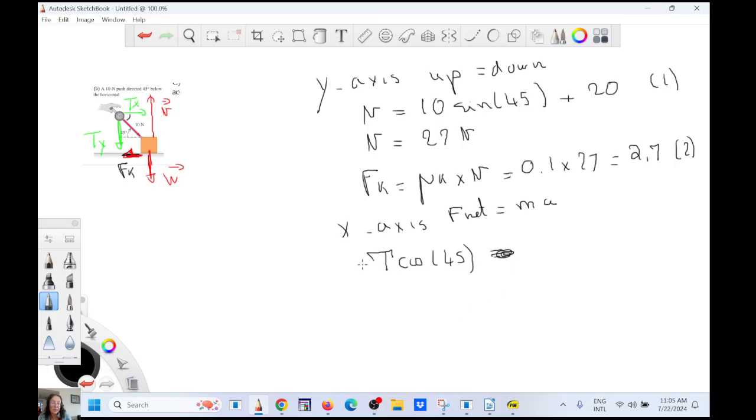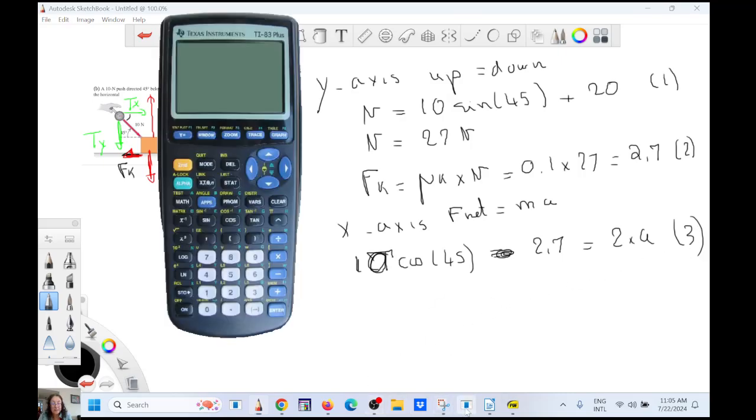So this is 10 Newton. 10 cosine 45 minus 2.7 equals 2 times the acceleration. Okay, so you can do the math. So 10 cosine 45 minus 2.7, divide by 2. So 2.2.